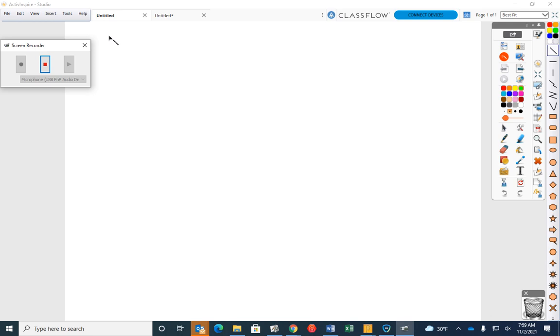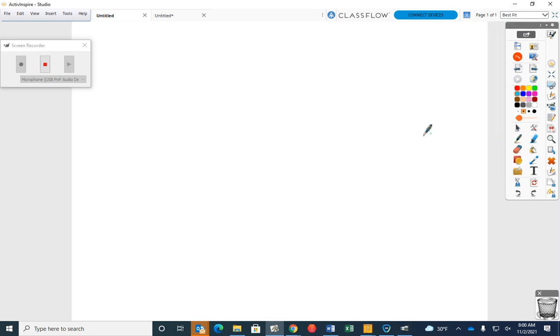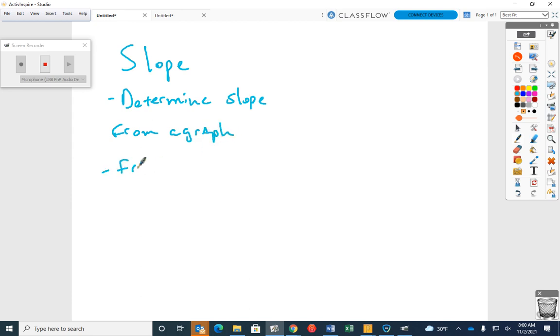All right, there we go. Okay, so as we start, I think we did a little bit of this when you guys were in class last year. But let's start with, first of all, this is slope. We're going to be determining slope using two methods. We're going to determine slope from a graph and from 2 points.